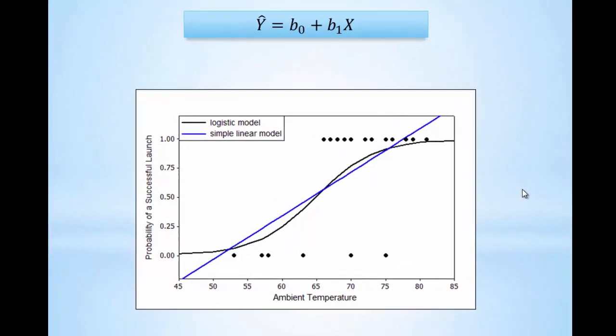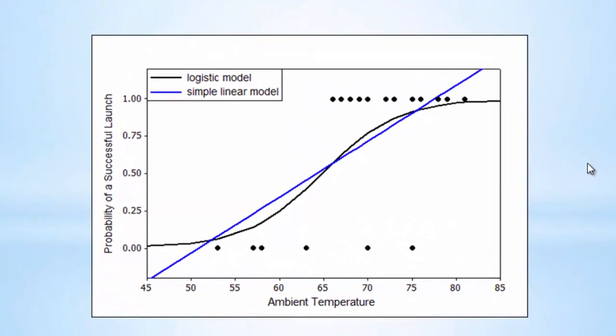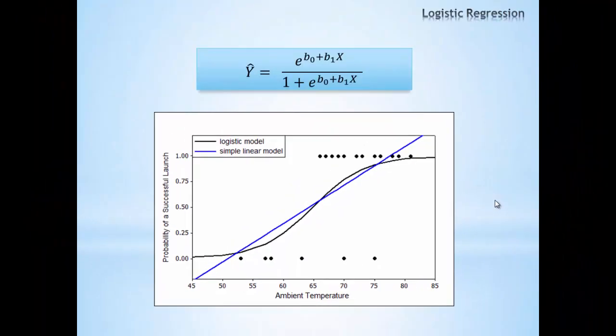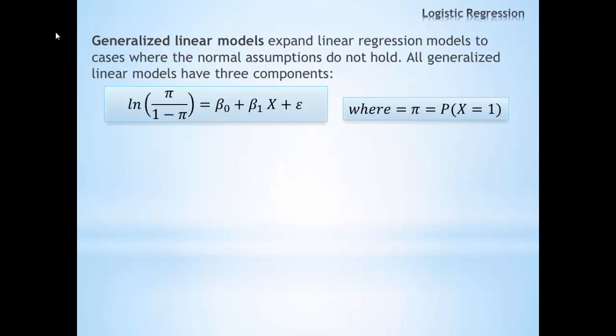So instead, we create a logistic regression model. And as you can see in this graph, a logistic regression has a characteristic S-shaped curve that ranges between 0 and 1. The logistic regression model can be written with the following form. One thing that often gets missed when people are introducing logistic regression is that logistic regression is just one form of a generalized linear model.